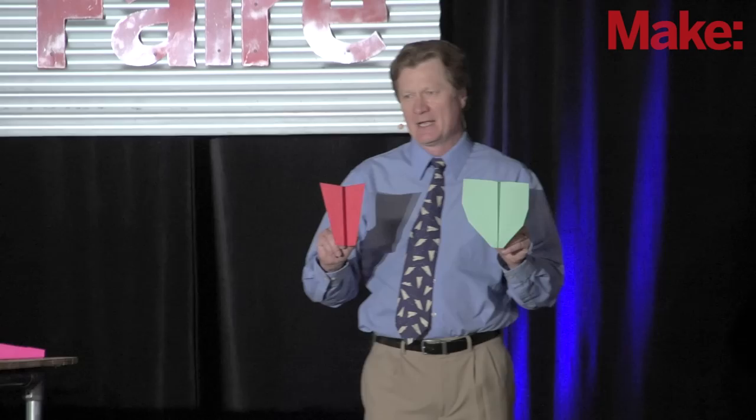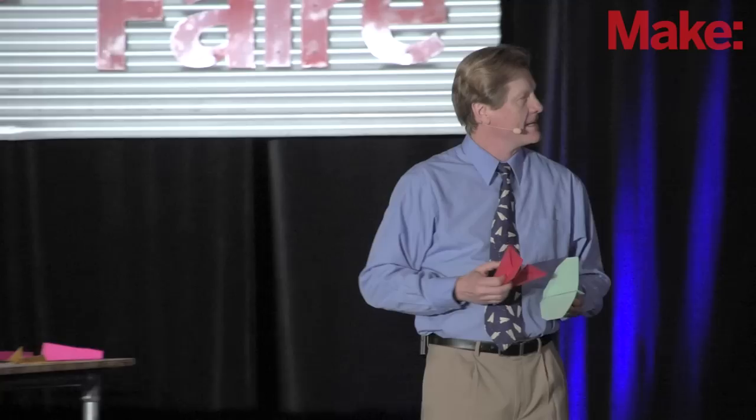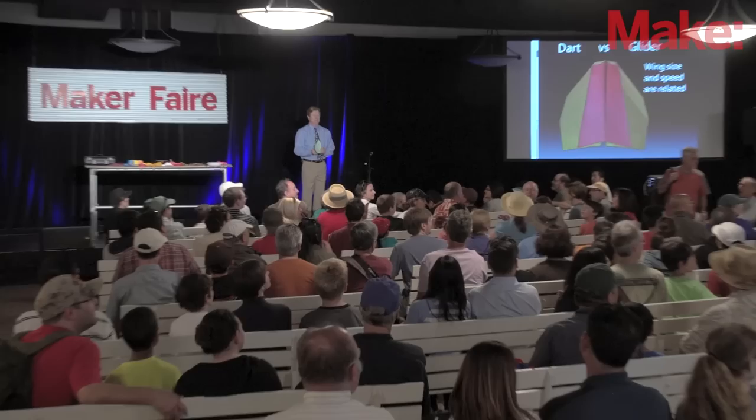Since all my planes are folded from single sheets, they all weigh exactly the same. They all weigh 2.2 grams. So the difference really is wing size. That idea is called wing loading, the difference between wing size and how fast the plane will fly. So this is a dart. Flies pretty fast. And this is a glider, a bit slower.